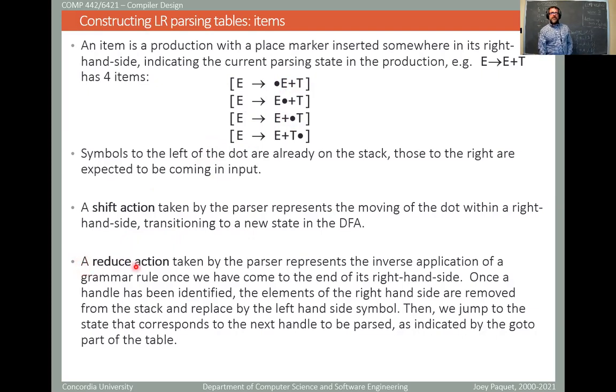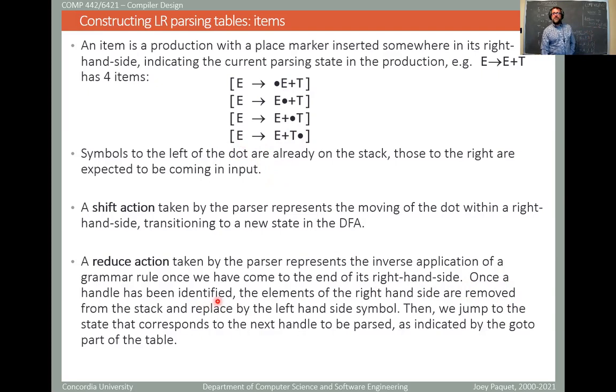What is a reduce action? A reduce action taken by the parser represents the inverse application of a grammar rule once we have come to the end of its right-hand side. So what you want is to have the dot at the end here, at which point you will remove this right-hand side from the stack and replace it by E. You will do an inverse application of this rule. In top-down parsing, we were transforming an E into E plus T. Here, we're taking an E plus T and transforming it into an E. So you see that it's going in the inverse direction.